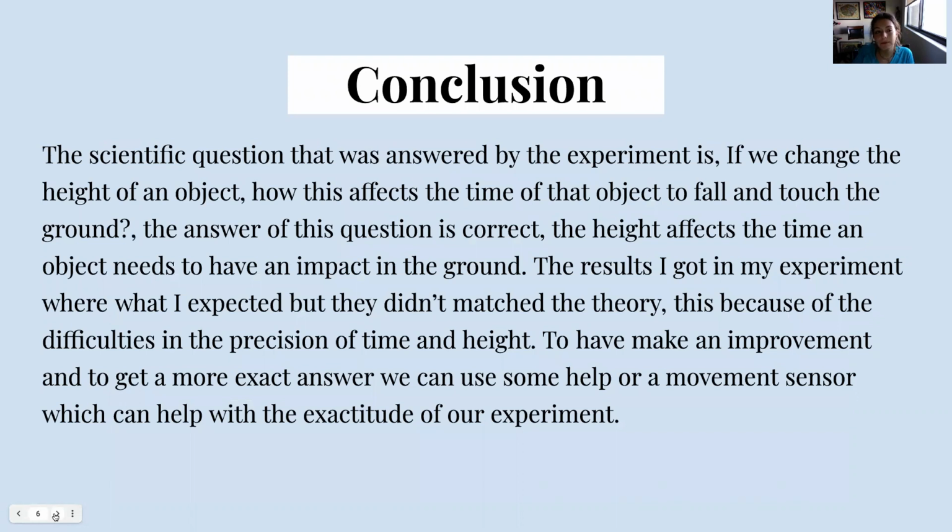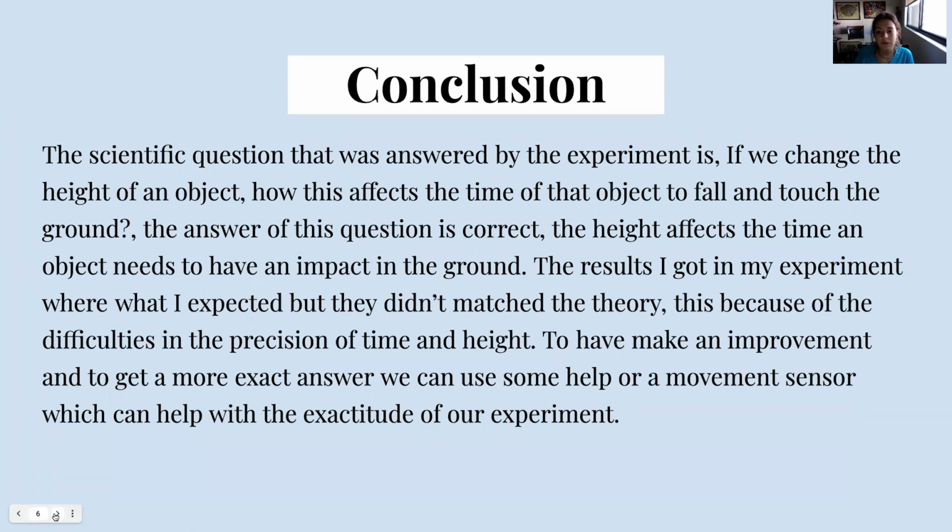In conclusion, the scientific question that was answered by the experiment is: if we change the height of the object, how does this affect the time the object takes to fall and touch the ground? The answer to the question is correct. As I said before, the height affected the time an object needs to impact the ground.